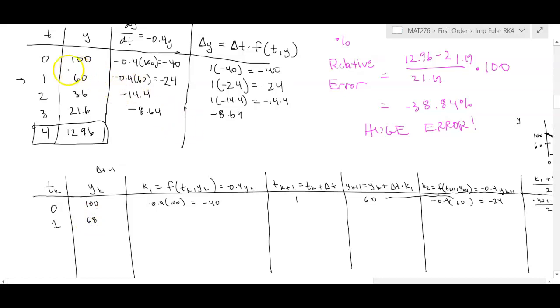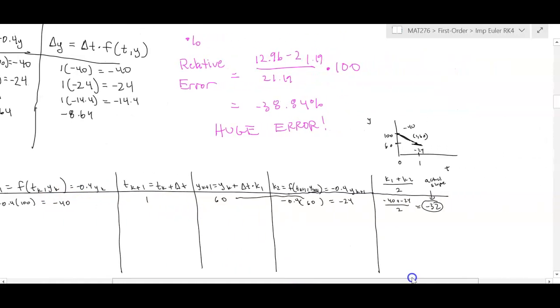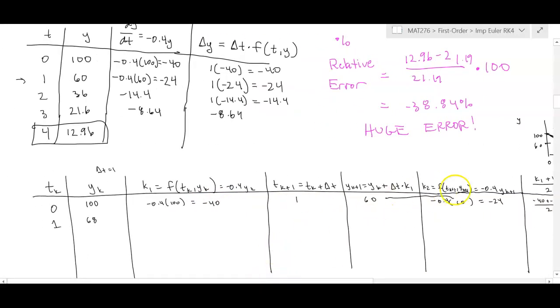Now notice that that's not quite as low. We were really far under because we kept using these really big negative slopes. But now we're using the average of a really big negative slope and a negative slope that's slightly smaller, giving us a slope of negative 32. Now we repeat this process.